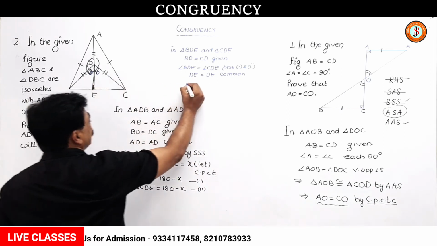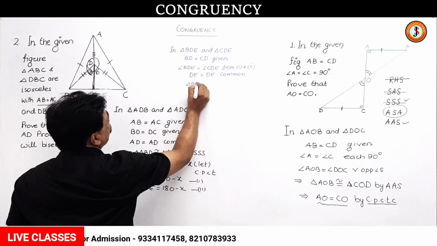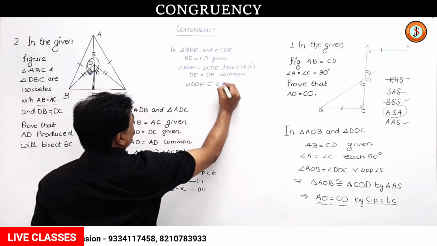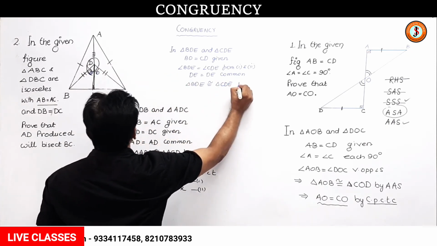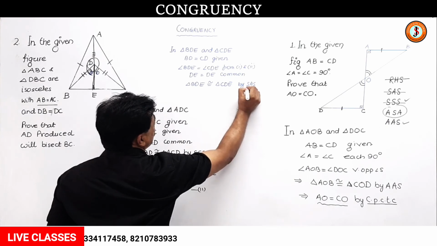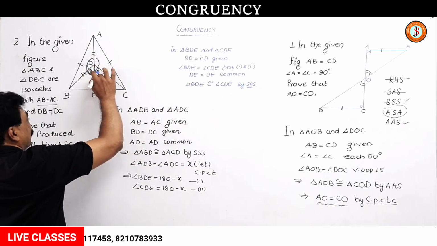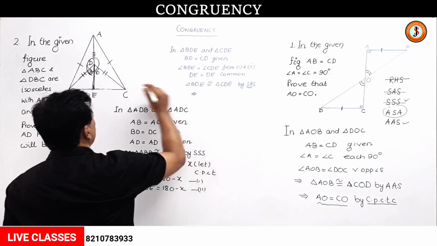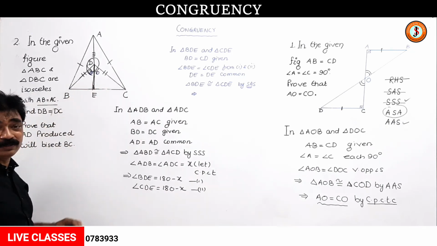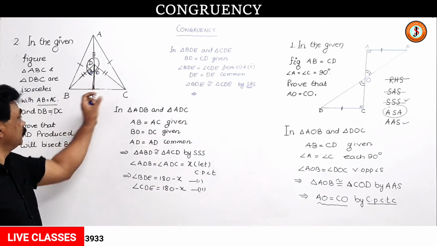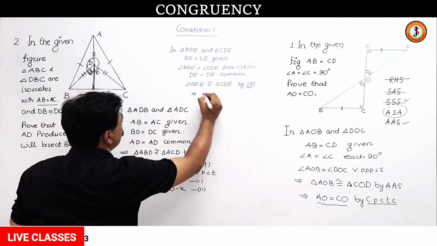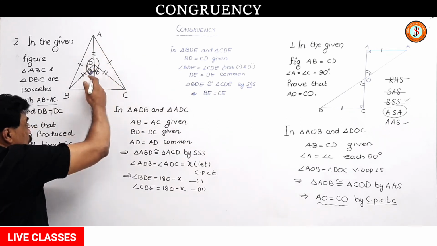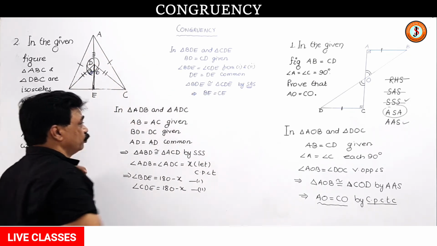Now this implies triangle BDE is congruent to triangle CDE by SAS. See here, side, included angle and common side. So this further implies that these two triangles will be equal in all respects. So this side will be equal to this side, so BE will be equal to CE. That is what we had to prove, that is, when AD is produced, it bisects the base BC. Proved.